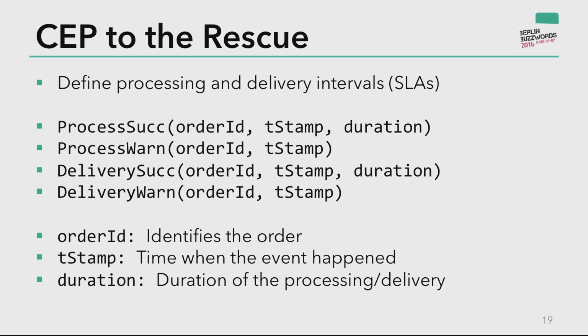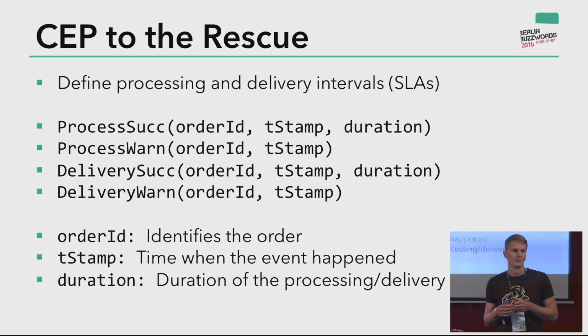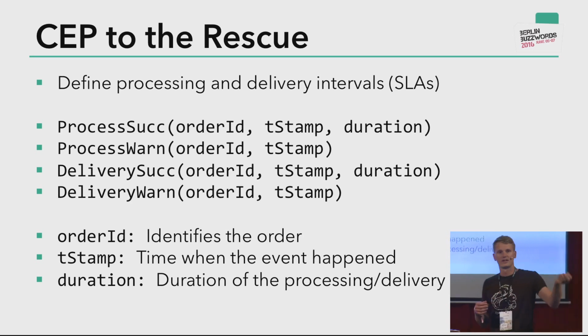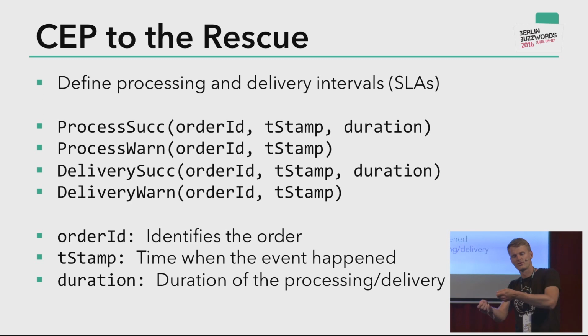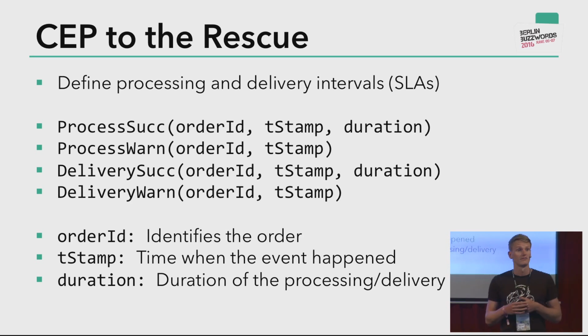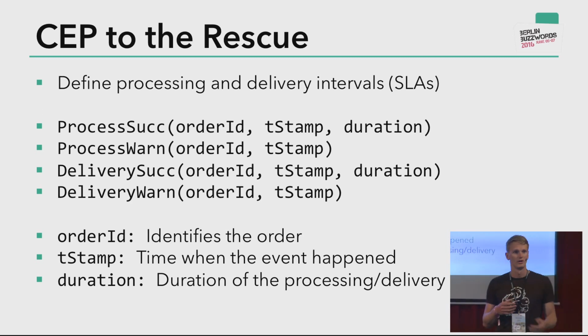Furthermore, we introduce 4 new events which represent the results of the CEP computation. So we have a process success event, which tells that receiving an order and the preparation of the item, giving it to the delivery service, was successfully completed in time. Then we have the process warning event, which tells that it has not been completed in time, and the same holds true for the delivery process. So when you see, for example, a delivery warning event, you know that you can tell the customer that his shipment might not be delivered in time.